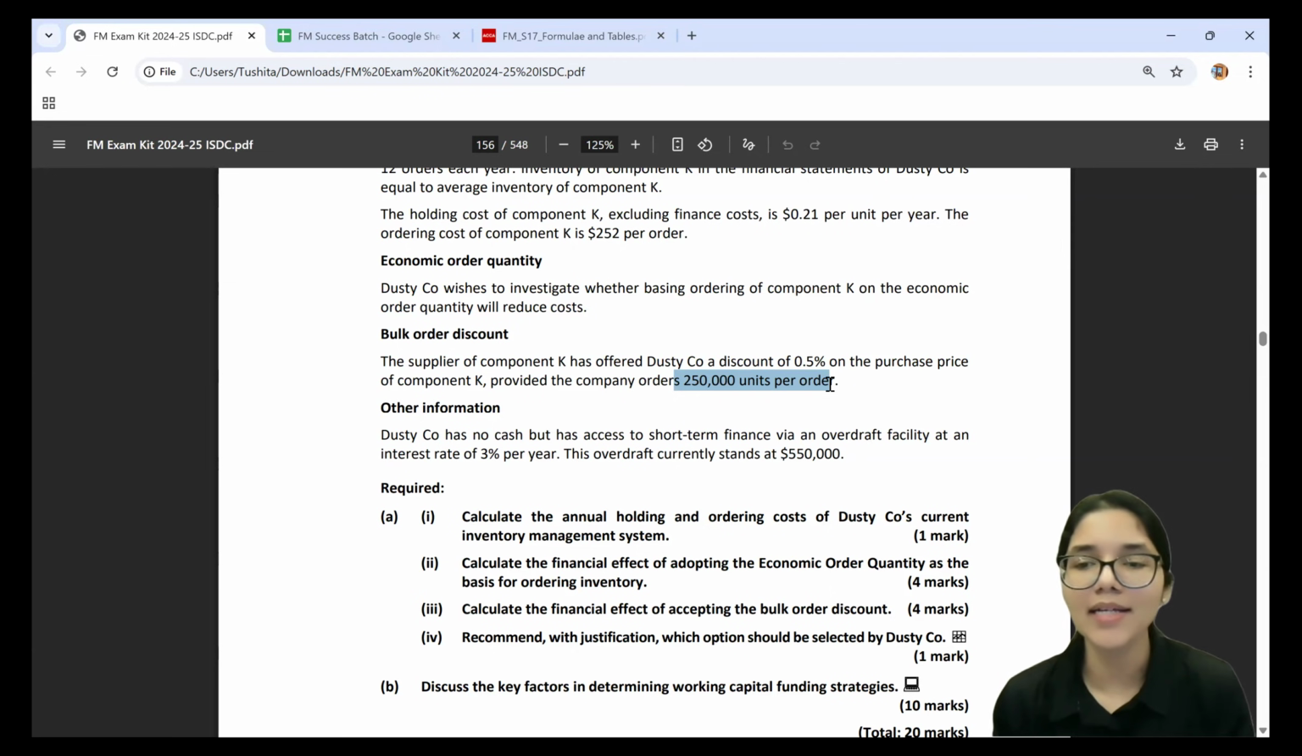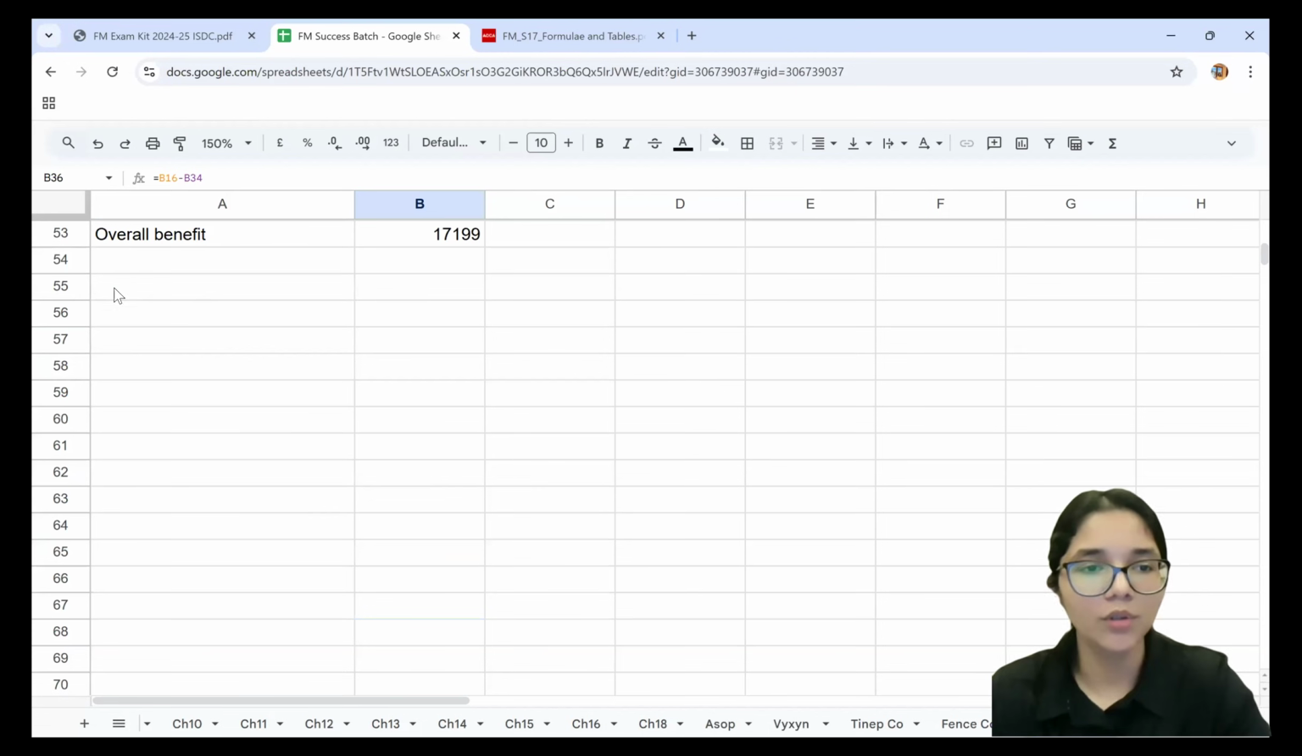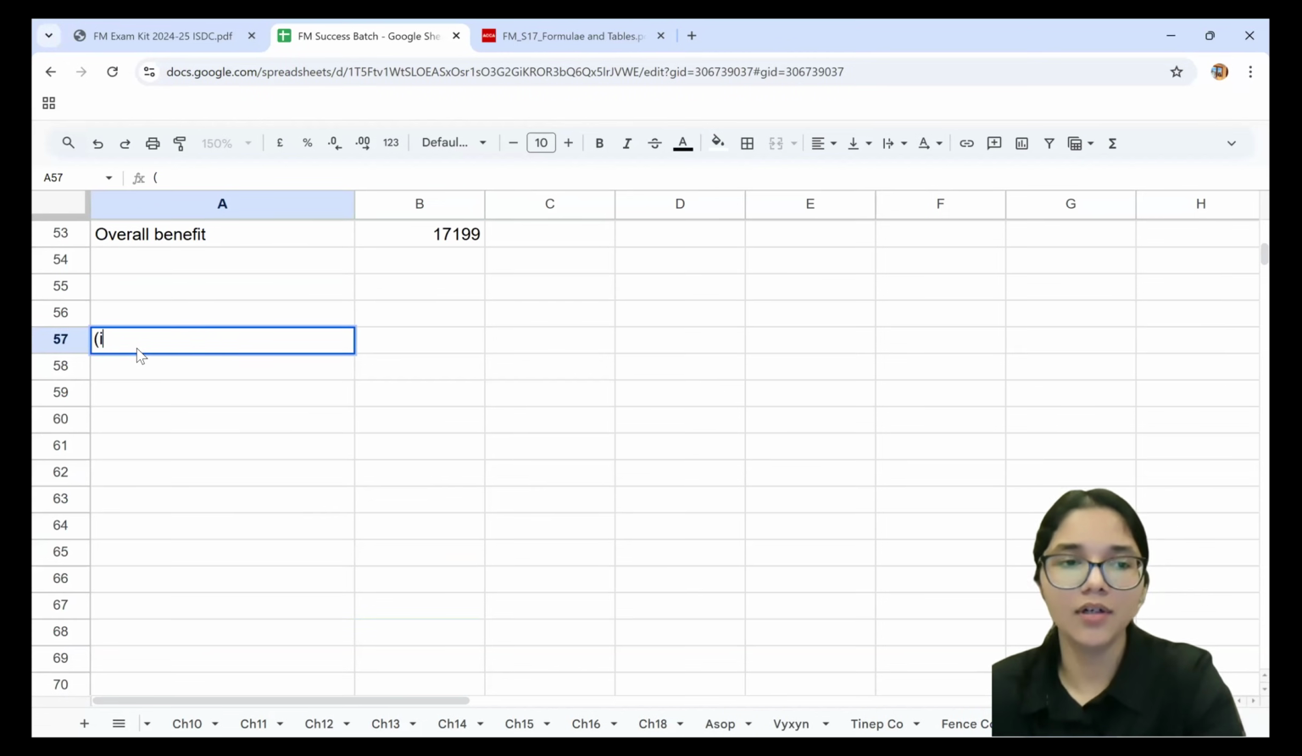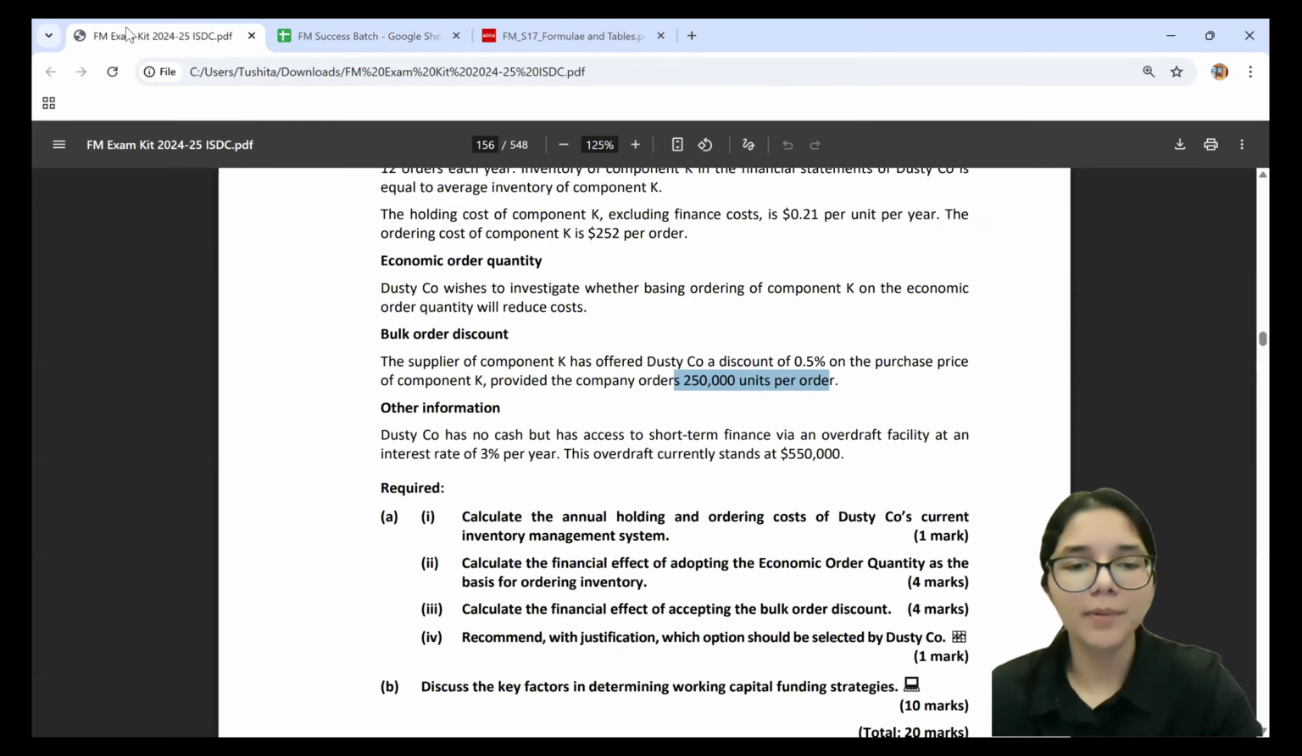What was your purchase price? Remember? What was the purchase price per component K? $14. So you will get a 0.5% discount on these $14 of your purchase price. So now how can you do your workings over here? You will find out how much your inventory costs are going to look like if you go ahead with the discount.